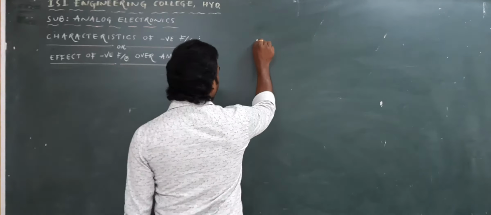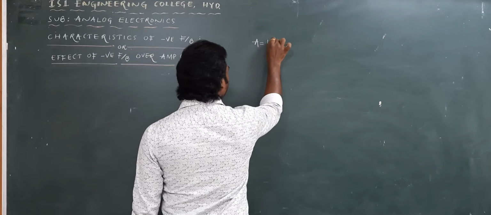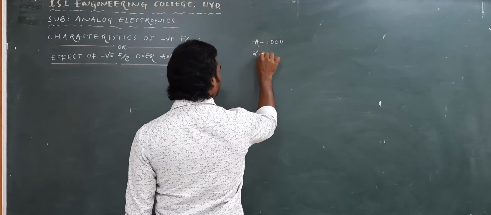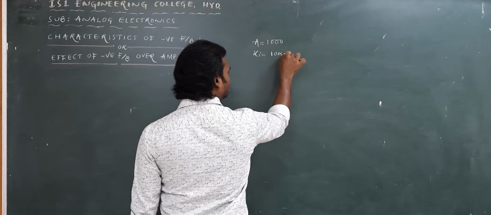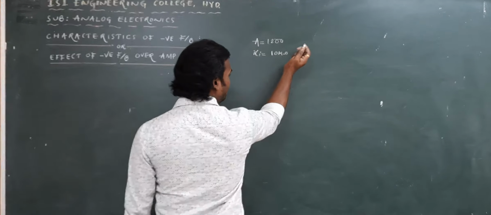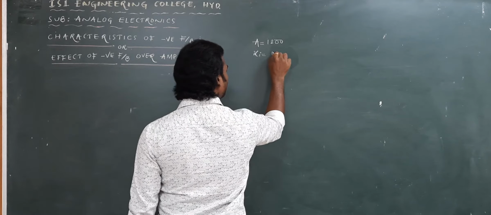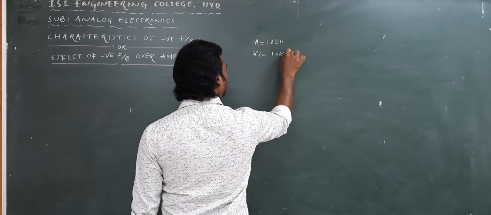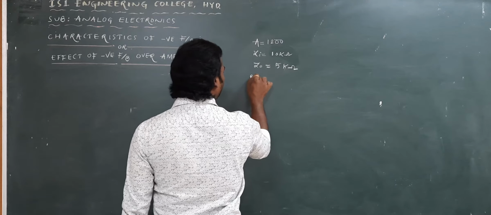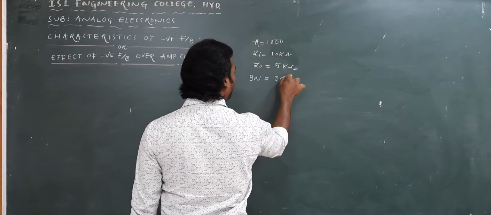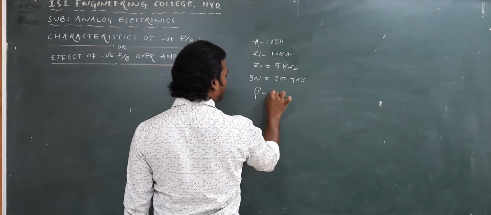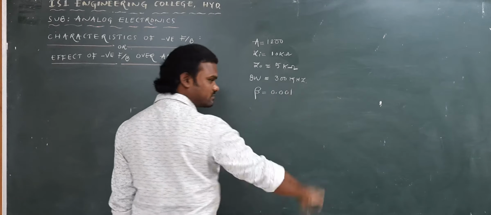The open loop gain A is given as 1200. Next, input impedance Zi is given as 10 kilo ohms. ZO is 5 kilo ohms. And the bandwidth without feedback is given as 300 kilohertz. And in the note we have given beta is equal to 0.001.